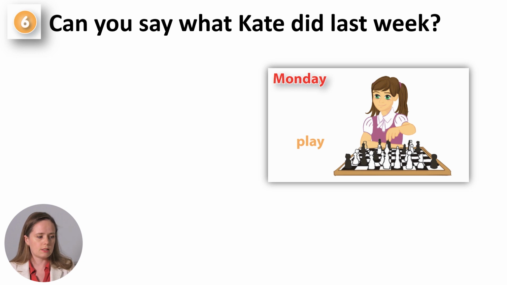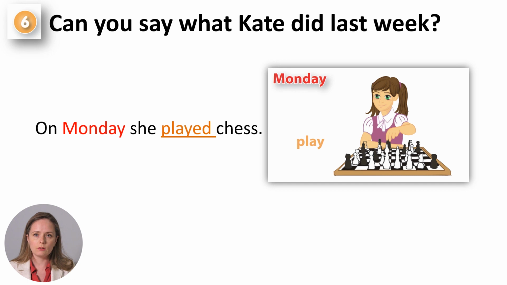Okay, so let's see. Here we have on Monday Kate to play. She plays chess, for example, every day. She plays chess every day. But how can we say in the past? Cum vom spune în trecut? Let's see the sentence. On Monday, luni, she played chess. Yes, on Monday she played chess.